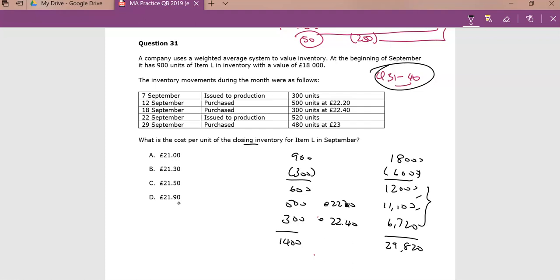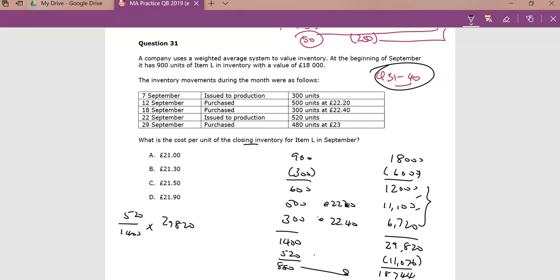Then you issue out 520, which means that you have 880 left. So again, like I say, you can just find 520 items out of this. So you could do 520 over 1,400 times 29,820. We just want to know what the 520 is worth. And then we have 11,076. And so we have 880 items worth 18,744. That's the situation there.